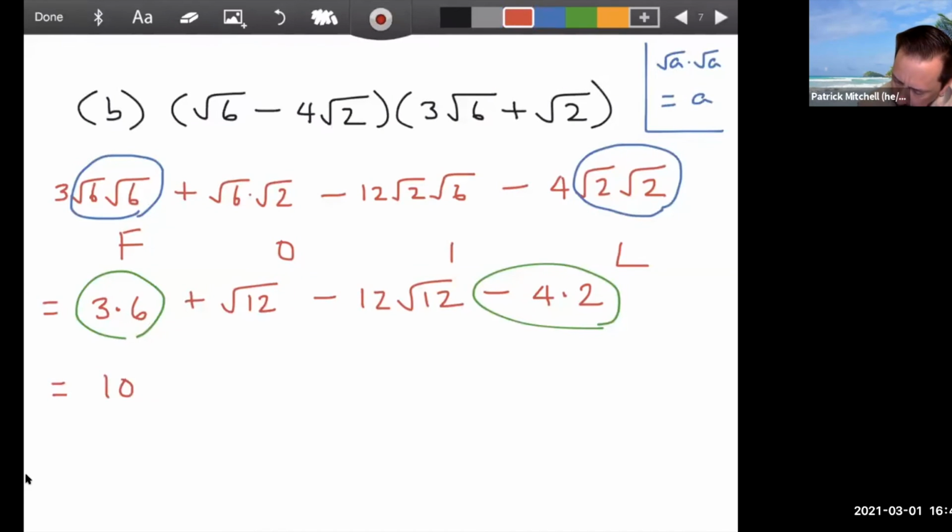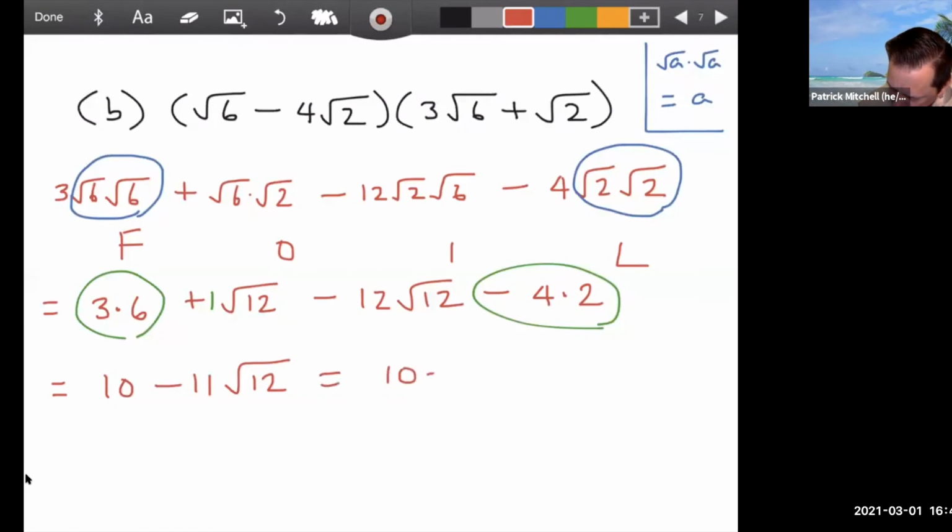All right. And then let's do this. We have 1 square root of 12 minus 12 square root of 12. That would give me minus 11 square root of 12. Is square root of 12 in simplest form? It is not.